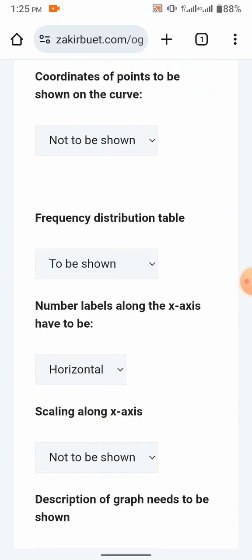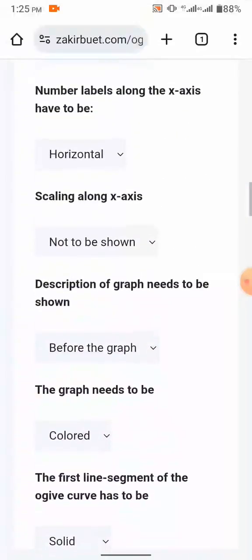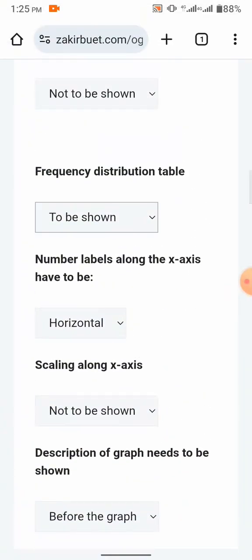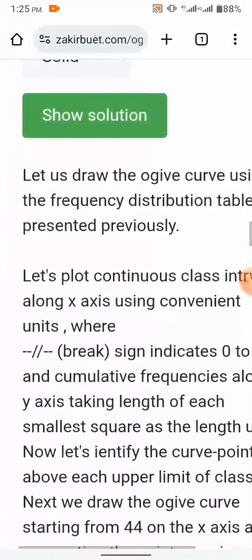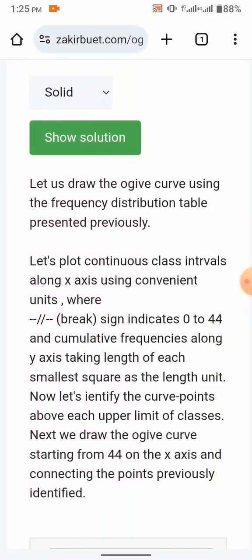You can choose to show the frequency distribution table. Currently it is shown, but if you say not to be shown, then this particular message will appear. Let us draw the ogive curve using the frequency distribution table presented previously.